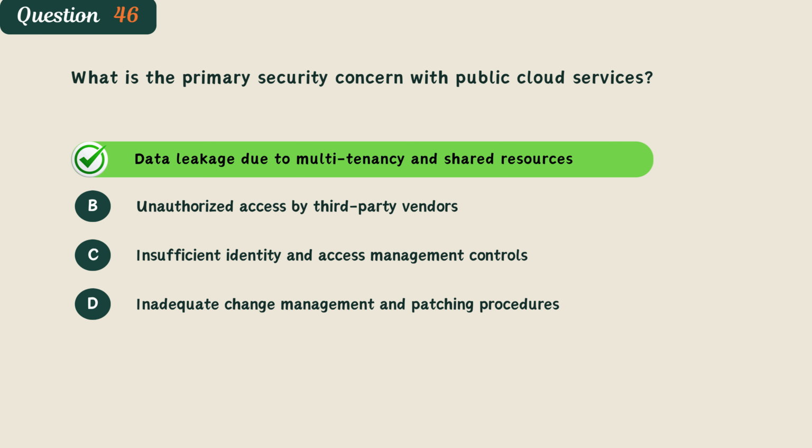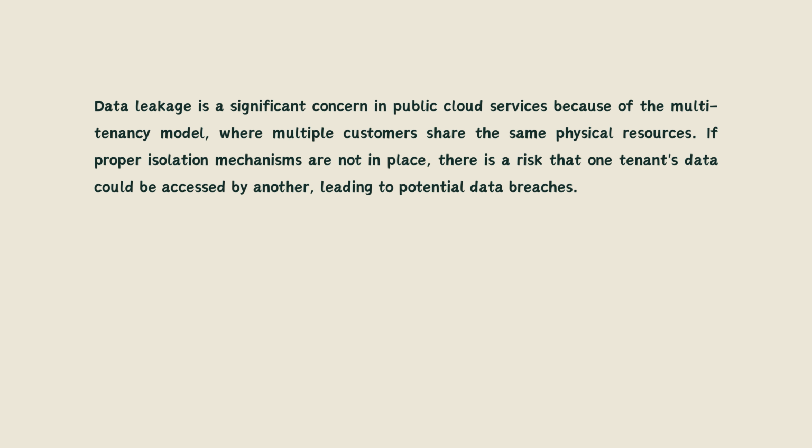Correct answer A. Data leakage due to multi-tenancy and shared resources. Data leakage is a significant concern in public cloud services because of the multi-tenancy model, where multiple customers share the same physical resources. If proper isolation mechanisms are not in place, there is a risk that one tenant's data could be accessed by another, leading to potential data breaches.